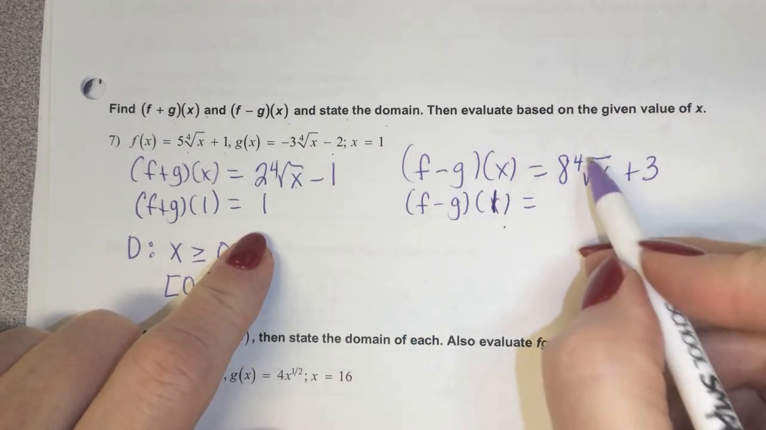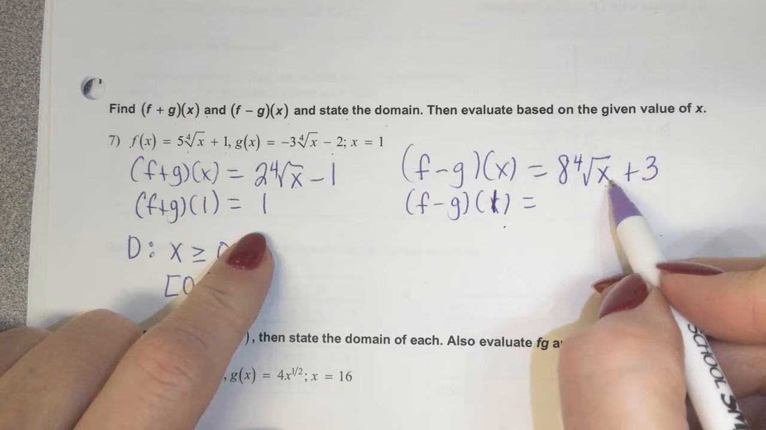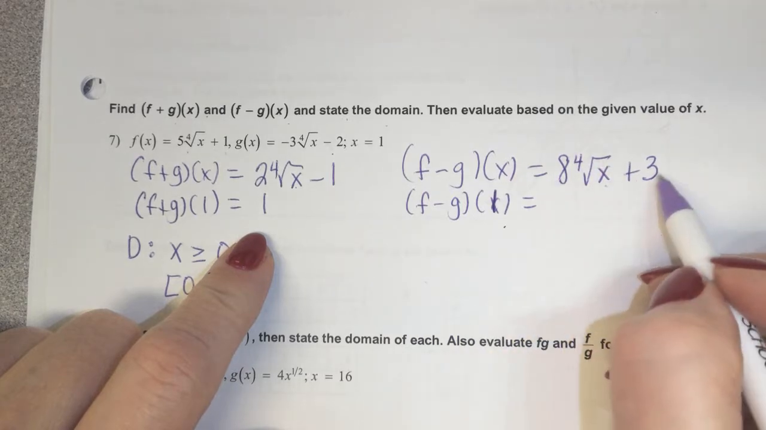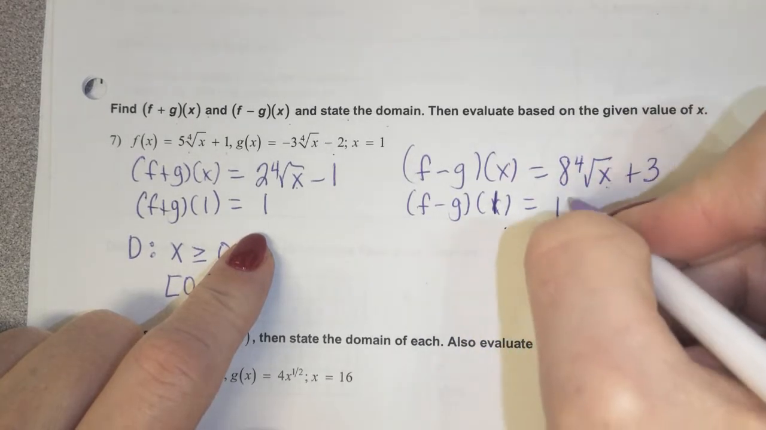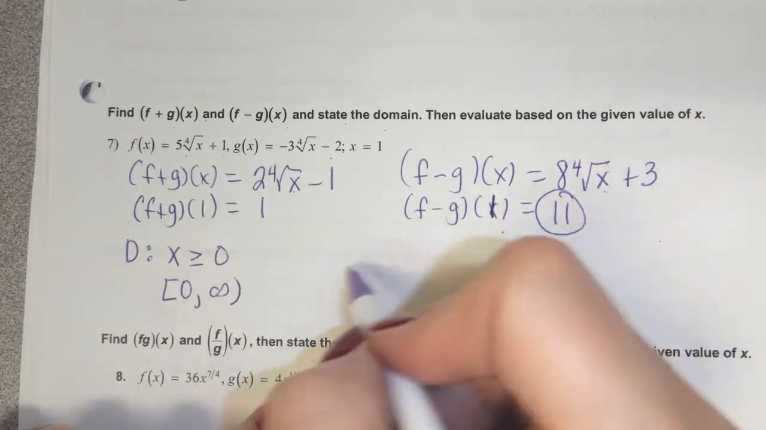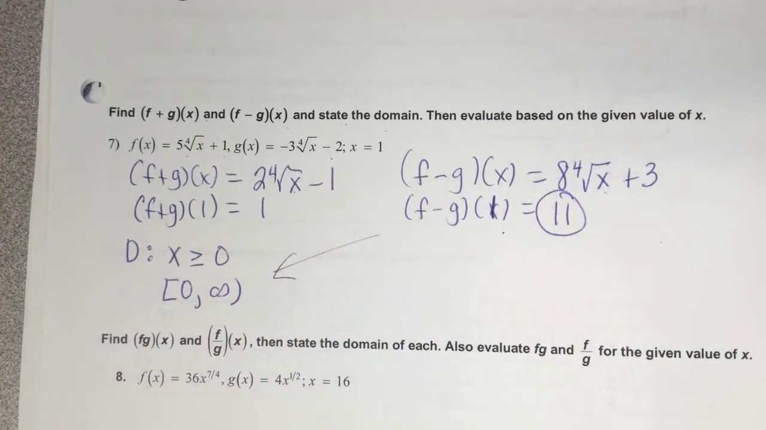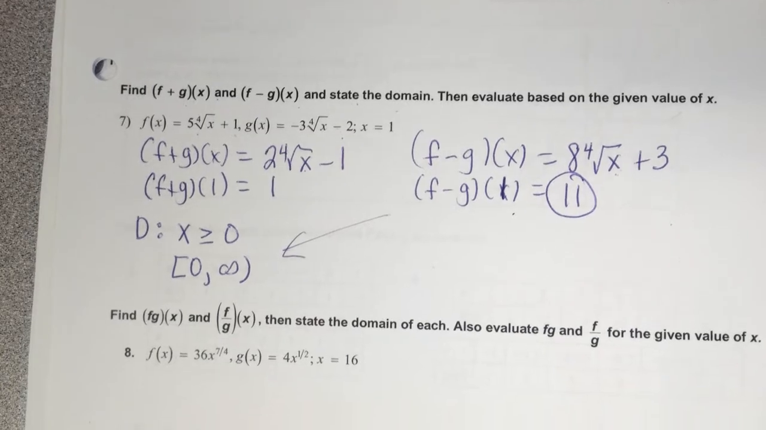Plug in the 1. What's the fourth root of 1? Times 8 plus 3. What is it? 11. And our domain for this would be the same as our domain for that. Nothing changes.